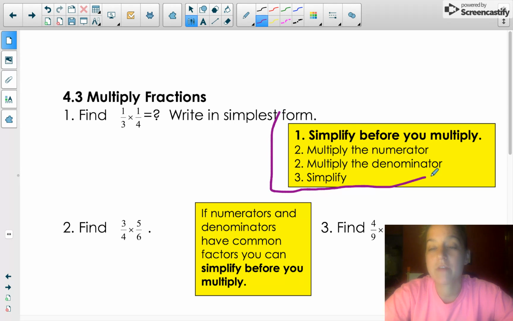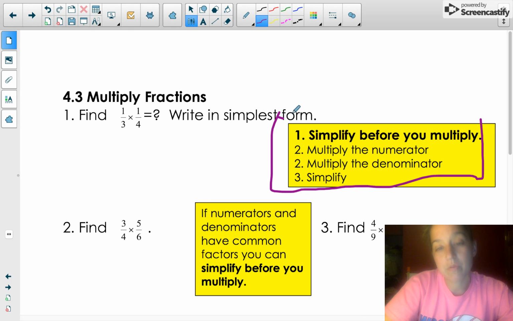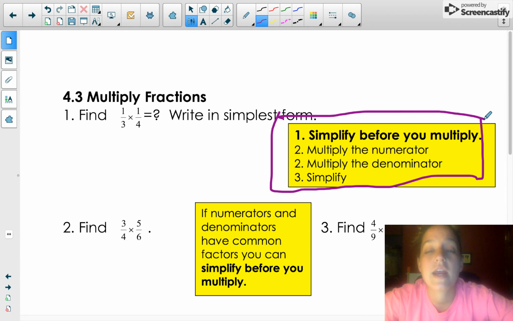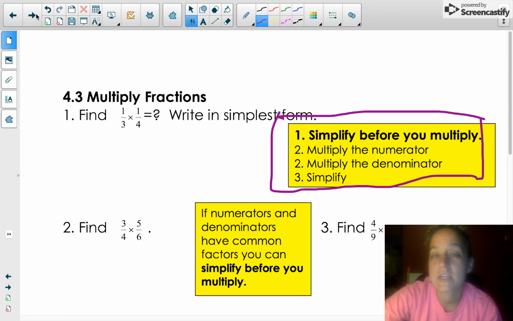But the part of your notes that I want to make sure that we're looking at, whoa, that's a horrible line, is this simplifying before you multiply. And then after you simplify before you multiply, you follow your step 2, and that's multiplying your numerators and denominators. And then if you forgot something at the beginning when you simplified, you can always simplify at the end. We are going to do 2 extra problems today just to kind of review what you already learned.